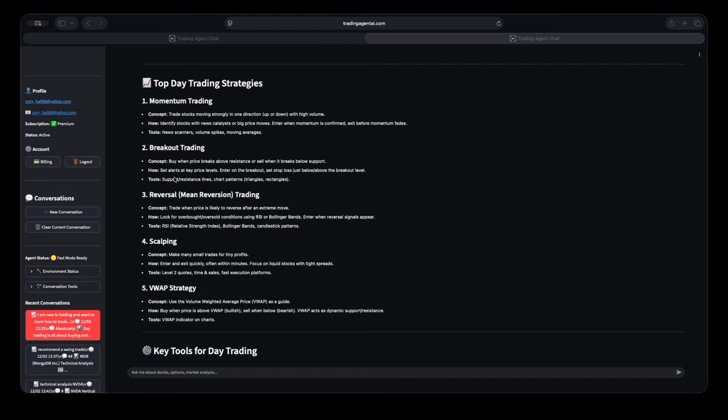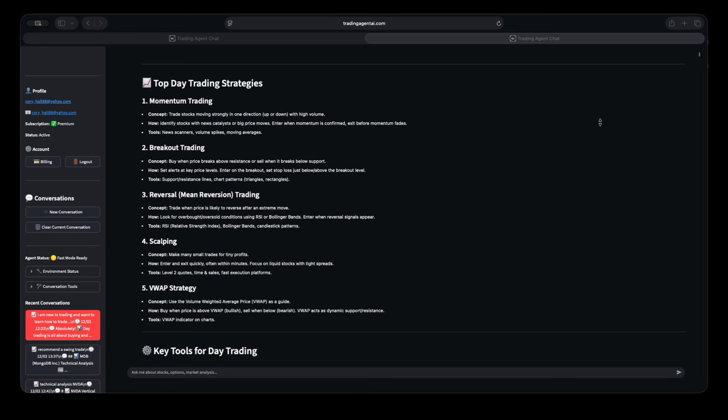And so with breakout trading, what you'll do is set alerts at key price levels, enter on the breakout, and set the stop loss just below the breakout level. So what you would do here is set an alert for Microsoft, and you would say, okay, I'm going to add an alert for when it breaks above this resistance level. And maybe I want to set an alert here, and I'm going to set my stop loss right below this resistance level.